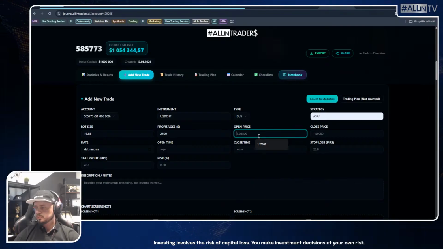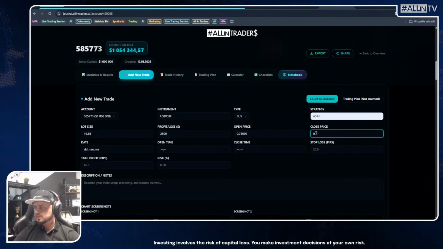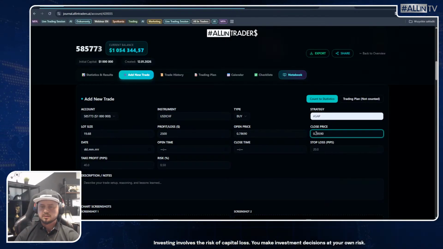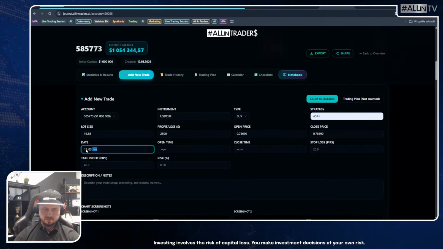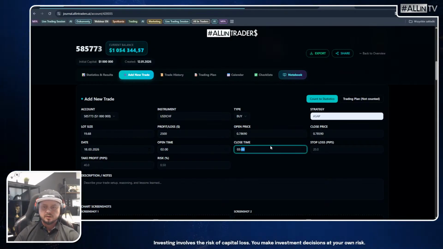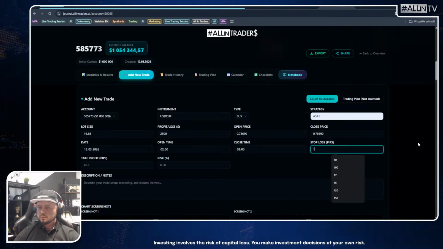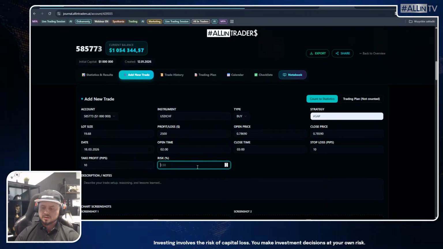Profit, we are trying to get $2,500. Open price 0.78690, and take profit is at level 0.78590. Today is the 18th of March 2026. Open time, we don't know yet, so we can put random. Doesn't matter. Stop loss for 10 pips, take profit for 10 pips, and risk is 0.25.